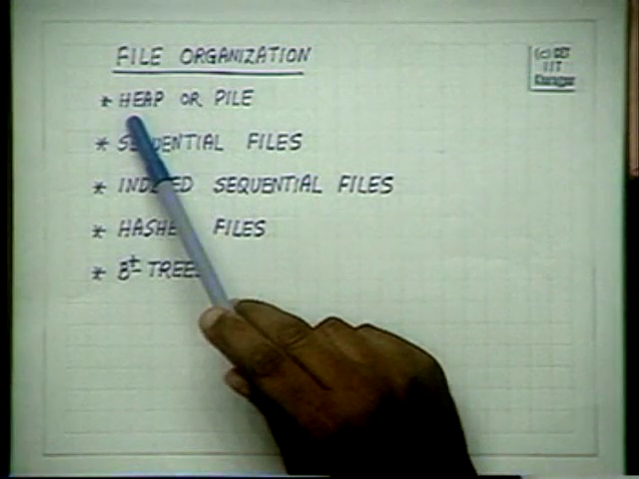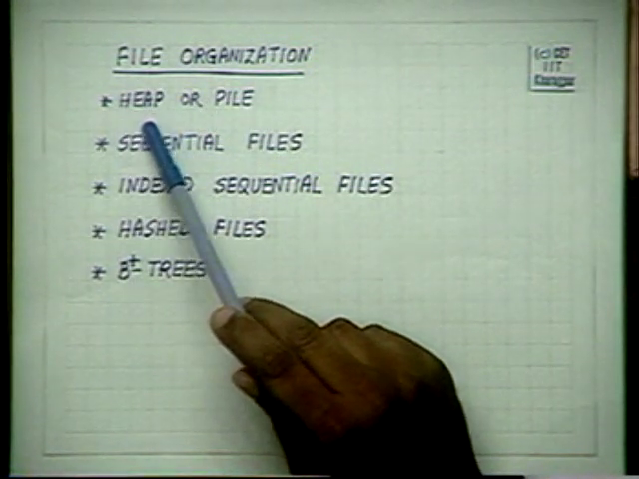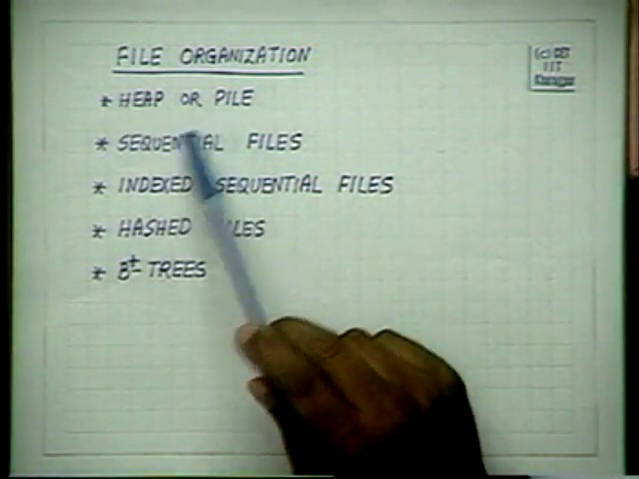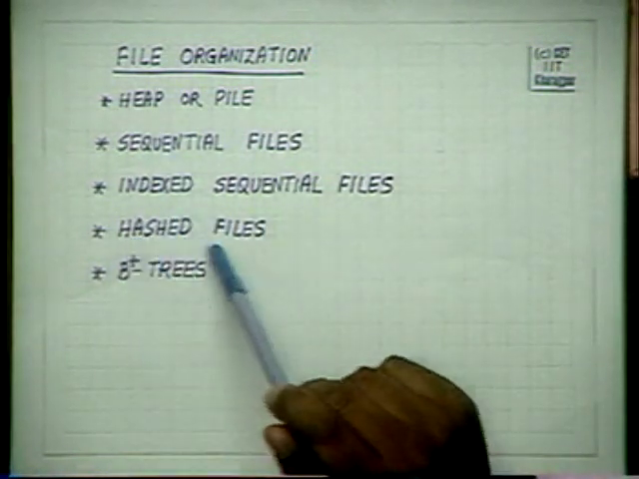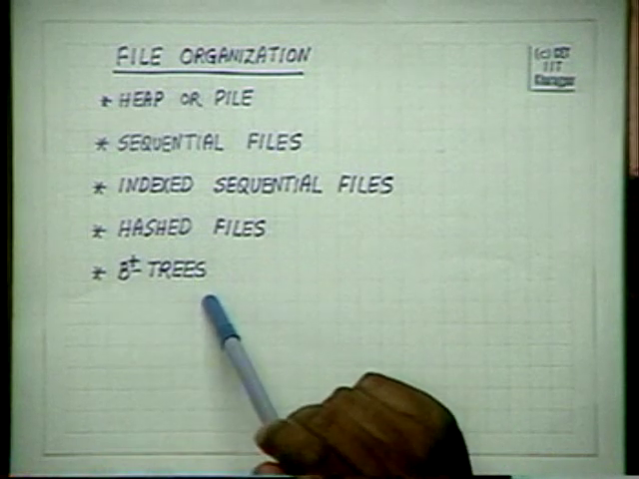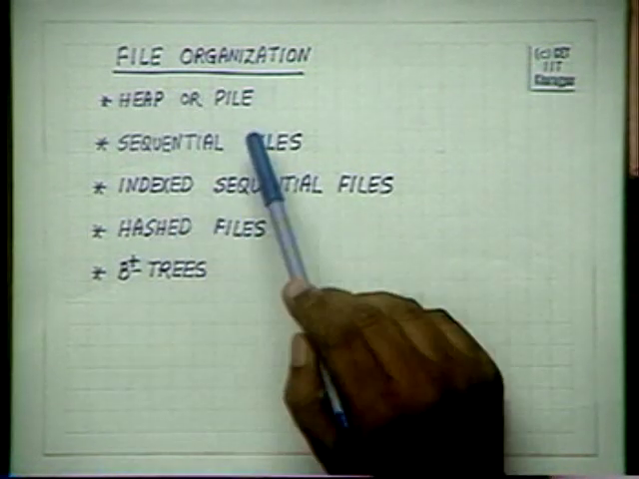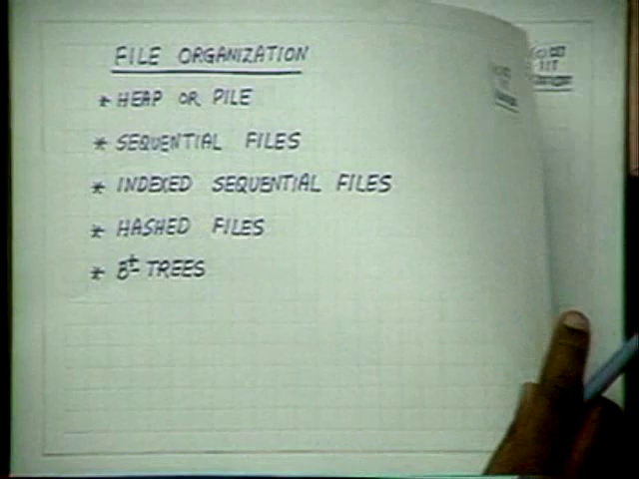There are various types of file organizations. The first is called a heap file or a pile. Then we have sequential files, index sequential files, hashed files, B plus trees, etc. So we shall first discuss them one by one.